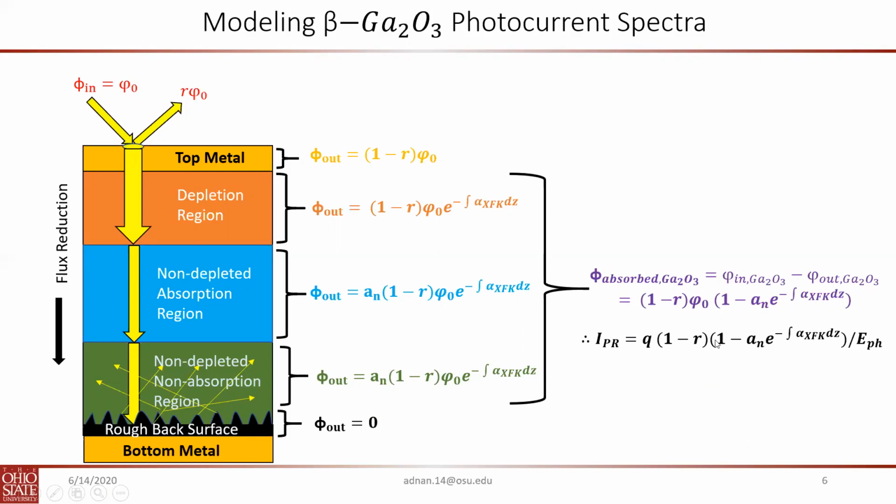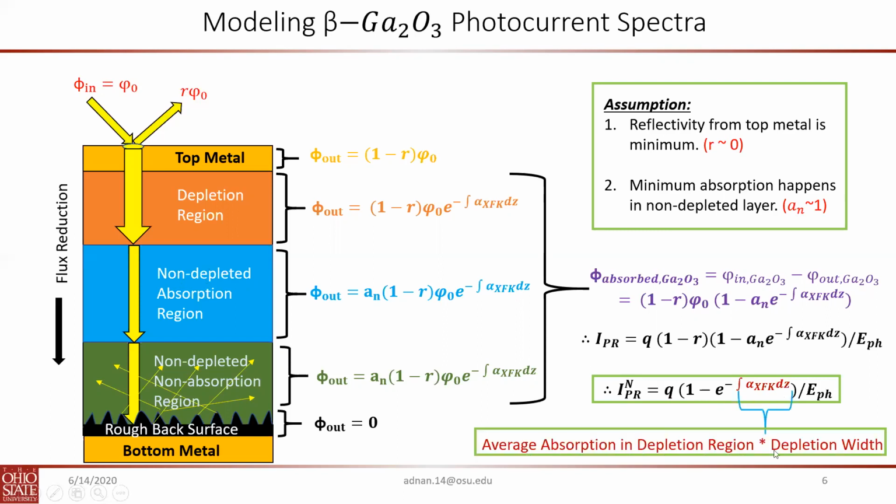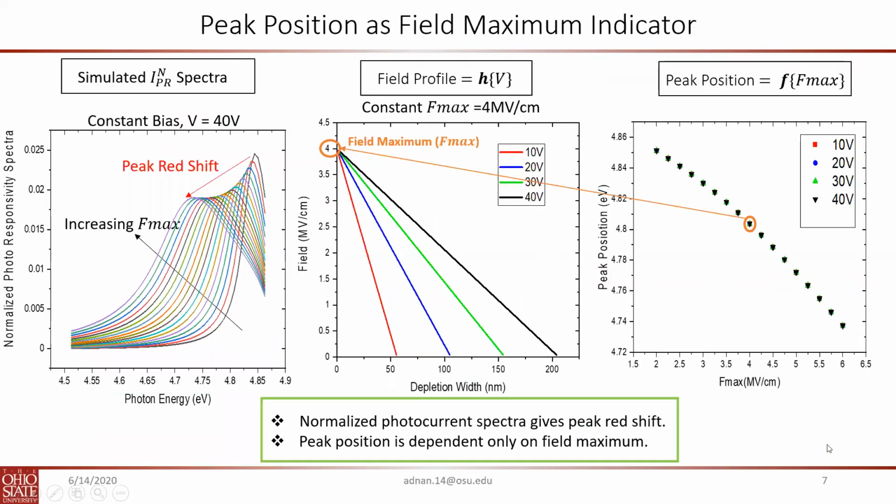Then we assume two rules. The first is that the reflectivity from the top metal is very low, and the second is that the absorption in the non-depleted region is very small. As a result, we get a normalized photocurrent equation, which depends only on the average absorption in the depletion region and the depletion width. So we model the spectra and plot it with increasing field using a constant bias model, where we keep the bias constant and change the field and depletion width to see what happens. We can see there is a peak redshift with increasing field.